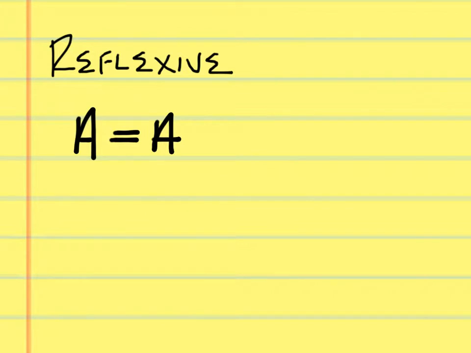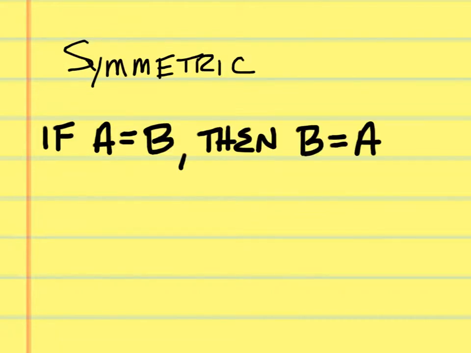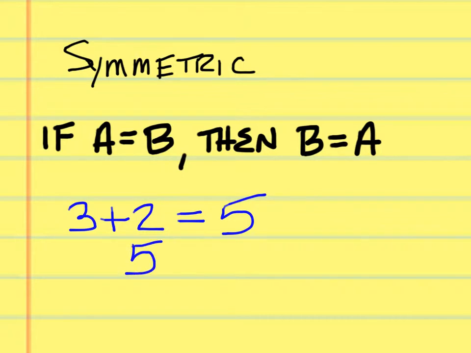The first property is reflexive. The reflexive property means that something equals itself. 7 equals 7. That's the reflexive property. The symmetric property is if A equals B, then B equals A. For example, if I had 3 plus 2 equals 5, that is the same thing as 5 equals 3 plus 2.